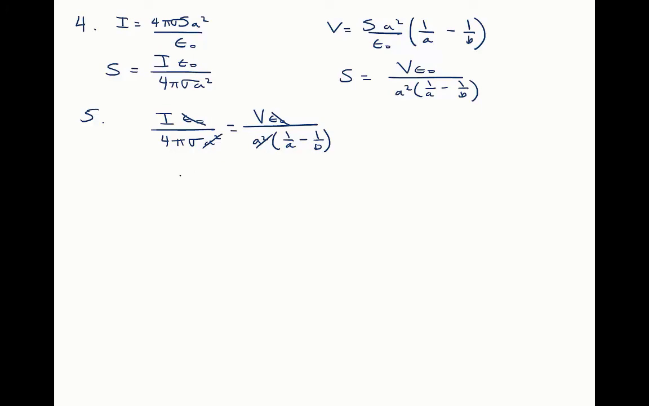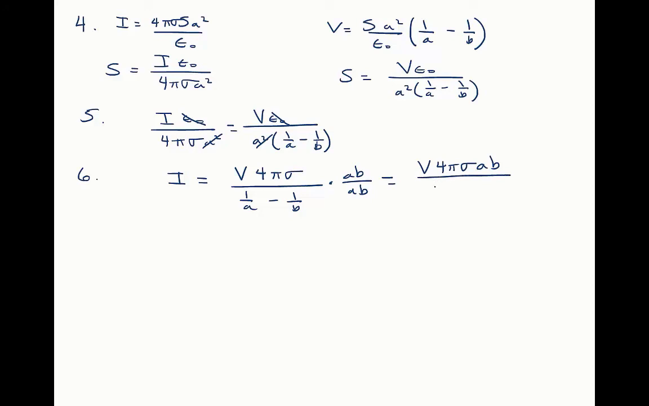Now we just need to solve for I for step 6. Alright, at this point having these fractions in the denominator is bothering me, so I'm going to multiply the top and the bottom by AB just to get rid of that. So 1 over a times ab gives you b. 1 over b times ab gives you a. Okay, there's our expression for the current.